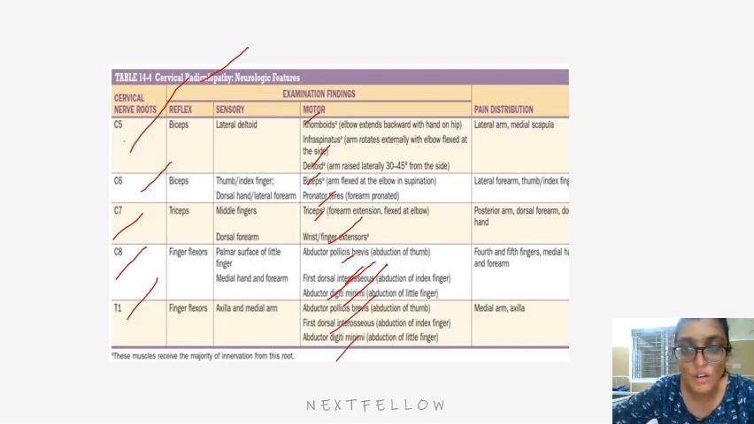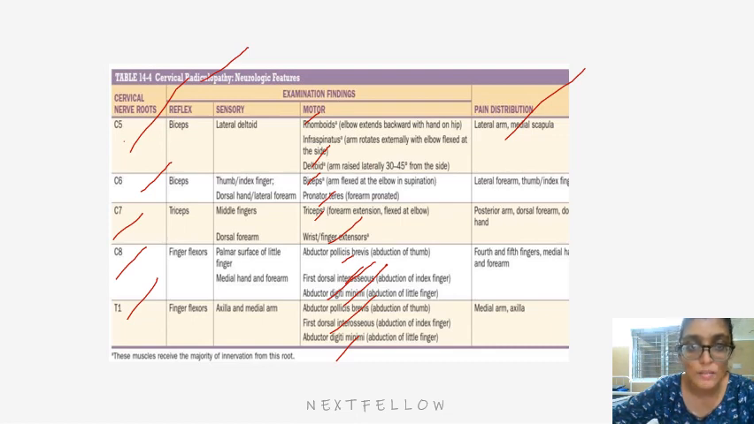Pain distribution of C5 is along the lateral arm and medial border of scapula. C6 is lateral forearm, thumb and index finger. C7 is posterior arm, dorsal forearm and dorsal hand. C8 is fourth and fifth fingers, medial hand and forearm. And T1 is medial arm and axilla.